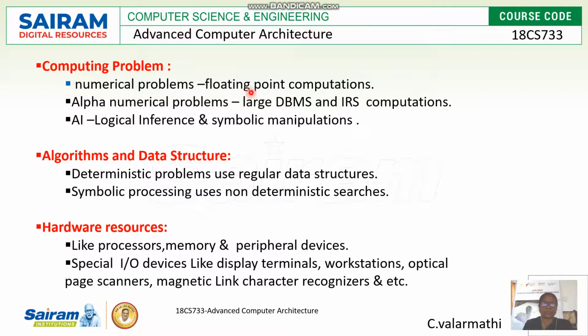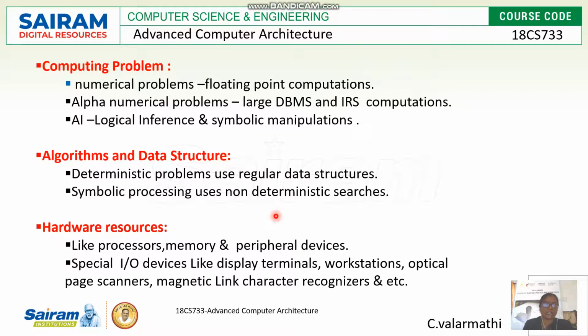Numerical problems are like integer and floating point computation, and alphanumerical problems involve large database management systems and IRS computations. Artificial intelligence problems deal with logical inferences and symbolic manipulations. The next type of element is algorithms and data structures. When the data structure is defined, we can expect deterministic problems using regular data structures. When the problems are not deterministic, then we cannot expect good regular data structures. This is the relation between algorithms and data structures.